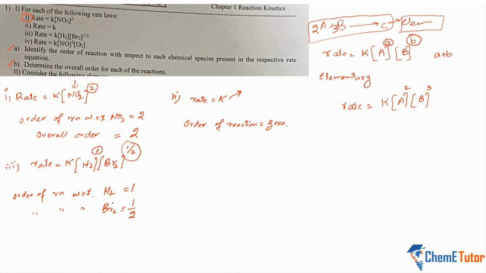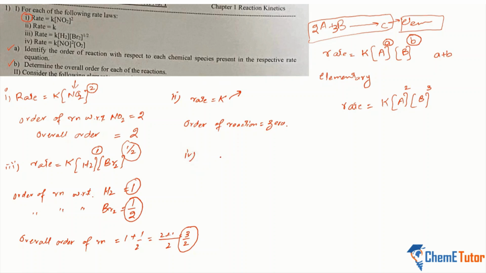Overall order of the reaction, you need to sum these both. 1 plus 1 by 2, it will be 3 by 2. So the overall order of the reaction for this part is 3 by 2, with respect to H2 it is 1, and with respect to Br2 it is 1 by 2.